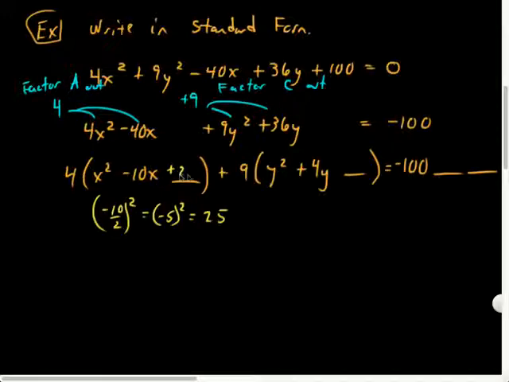And now consider this. I'm adding 25 in the world of parentheses. But in the world of the problem, I technically added 4 times 25 on the left-hand side. Right? So I technically added 100. So to counterbalance that, I actually have to add 100 over here.